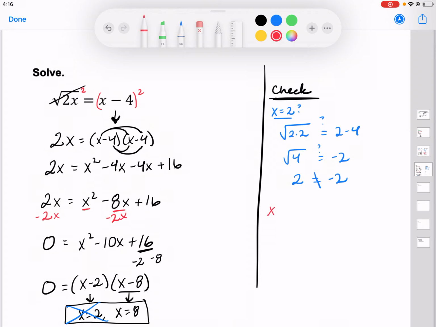So then I'll try x equals 8. So square root of 2 times 8 equals 8 minus 4. Let's see if that's true. 2 times 8 is 16. 8 minus 4 is 4. And the square root of 16 is 4. And 4 does, in fact, equal 4. Fun fact. And there you go.